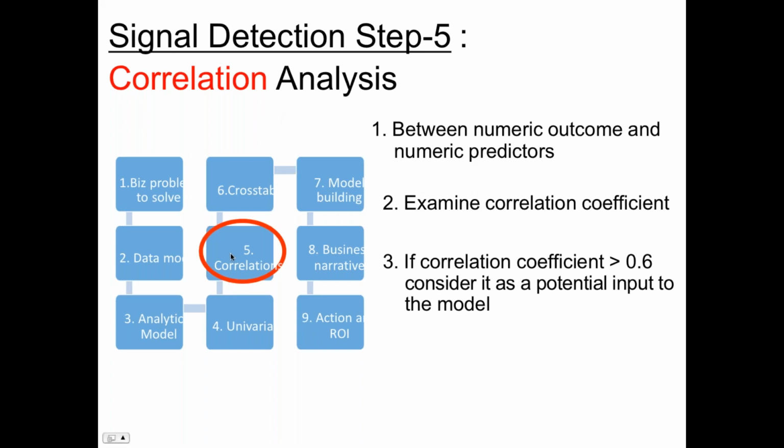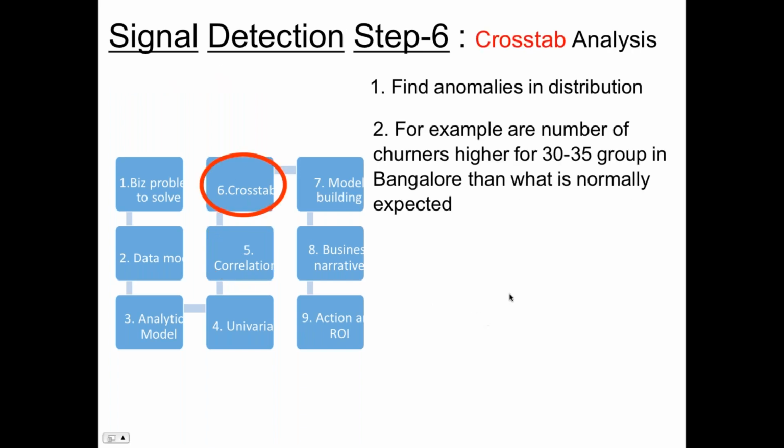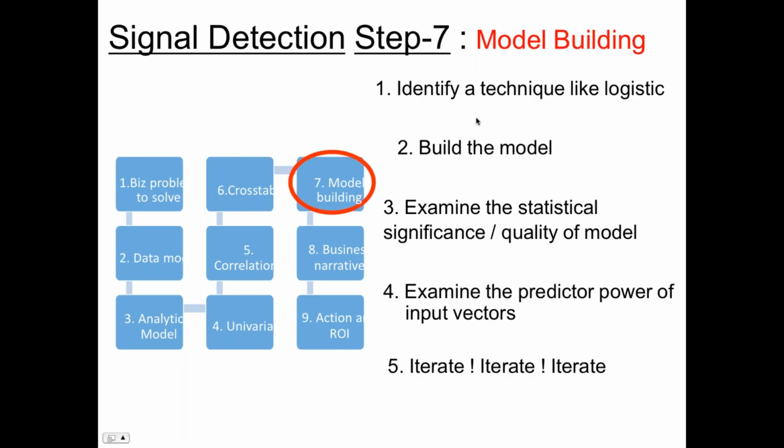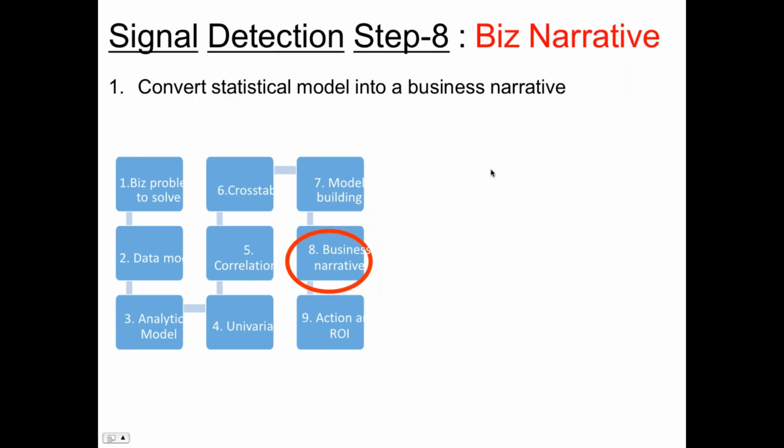Now, I would do correlation analysis when the data has numerical outputs and numerical predictors. I would do crosstab analysis when it is a categorical output, which we just saw. After these steps are done, I want to build my model, use a technique like logistic regression and build a model. And the most important part of any analytical project is the business narrative.